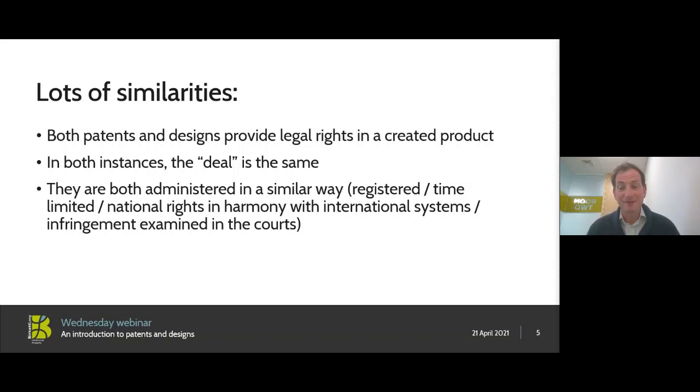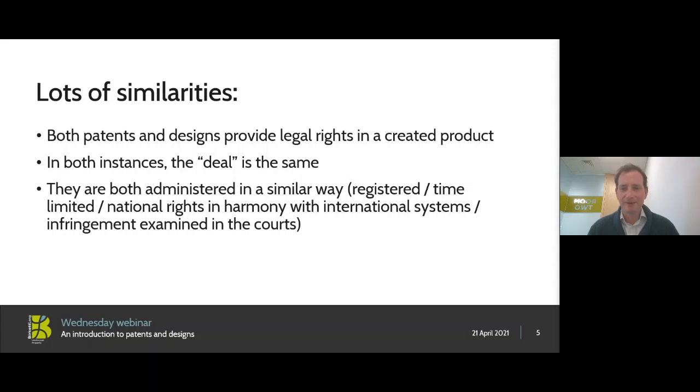And various other formal checks are made before registration, and there's also a formal opposition period during which third parties can object and file submissions to say, well, actually, hang on, this isn't new, or maybe it's not inherently patentable, or it's not inventive over what they've done. So it's a bit more of an involved process and a lot longer, and we'll come back to that later on.